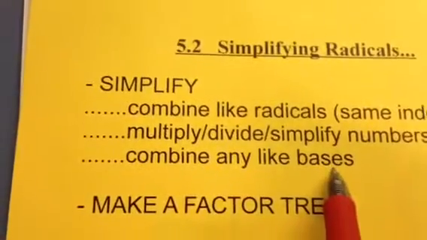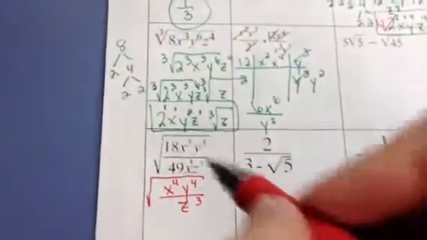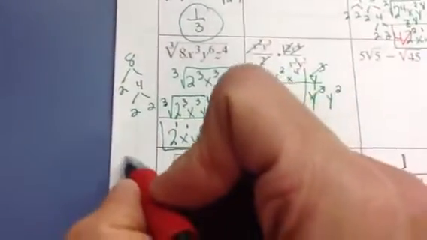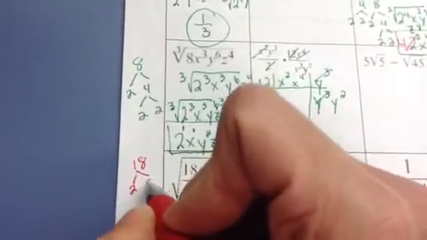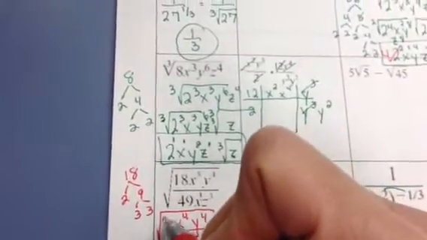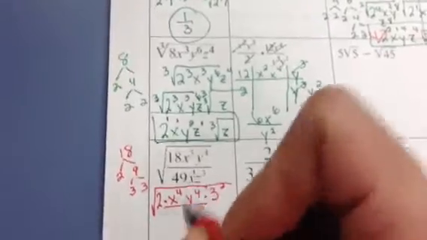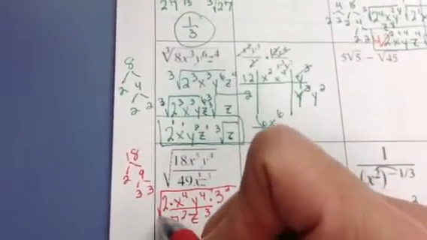So I simplified. I combined any like bases. And now I'm going to make a factor tree for the numbers. I'm going to kind of do this in one step. So 18, I'm going to rewrite as 2 and then my 3's. I don't have enough room, so I'll put it here. And 49 breaks down into 7 squared.